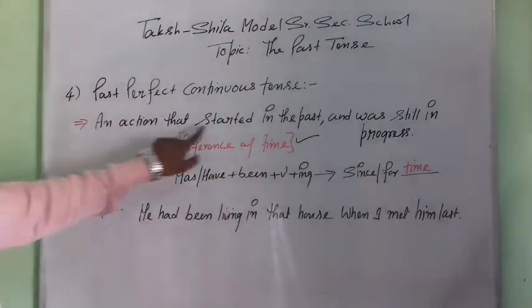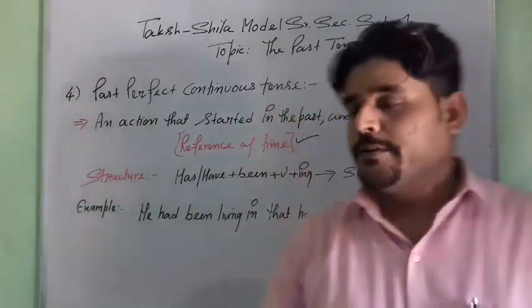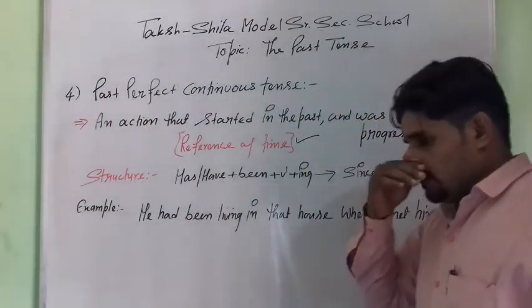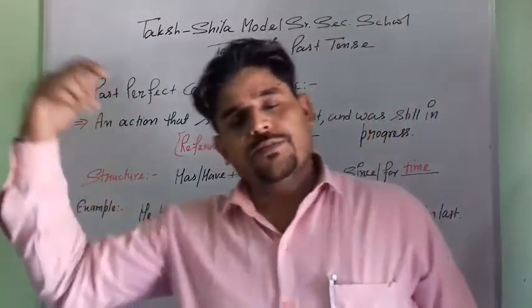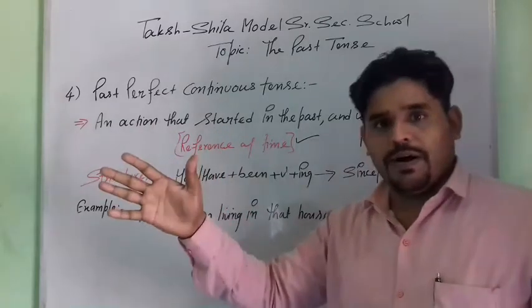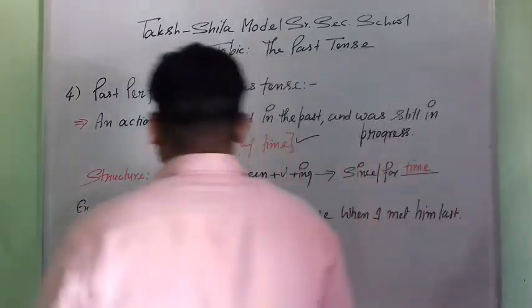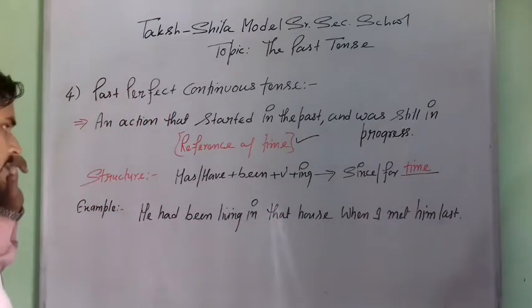So here an action that started in the past, एक ऐसा action जो कभी past में शुरू हुआ and was still in progress or was still going on, जो past में अभी भी चल ही रहा था. ठीक है. Means an action that started somewhere in the past and was still in progress, जो अभी भी progress में था, right? ऐसे action को define करने के लिए we use past perfect continuous tense.